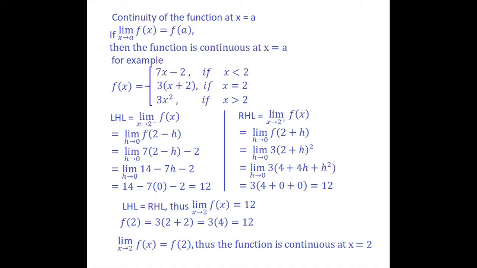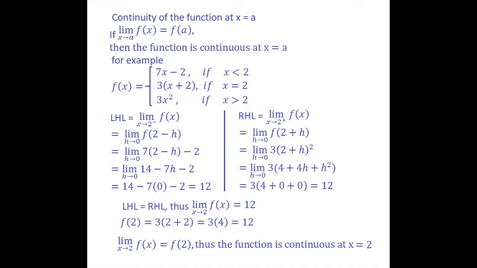Okay, now we go for the right hand limit. Limit x tends to 2 plus f of x, that is limit h tends to 0, f of 2 plus h. F of 2 plus h, that means we have to substitute that in x is greater than 2. So 3x square will be like 3 times of 2 plus h the whole square. On expanding, we get 12. Right, LHL equal to RHL, then that means limit x tends to 2, f of x exists, and that is equal to 12.